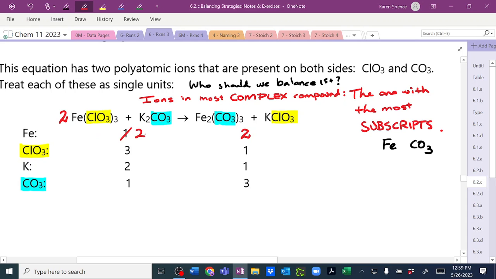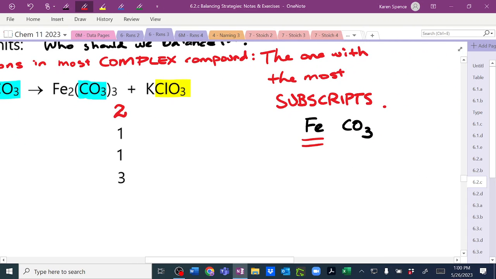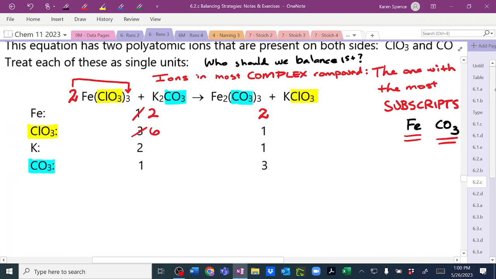Have we changed anything else? Yes, we've changed the chlorate. Now we have, everyone, how many? 6. Good. We're going to keep working with this compound. We fixed iron. Now we're going to fix carbonate. There are 3 carbonates on the right, so we need to have 3 carbonates on the left.